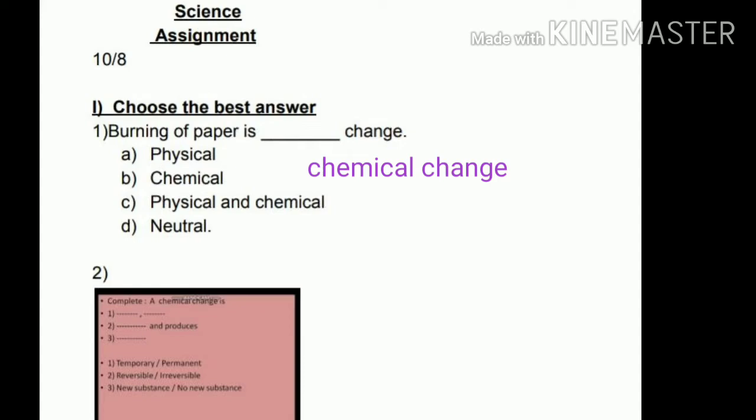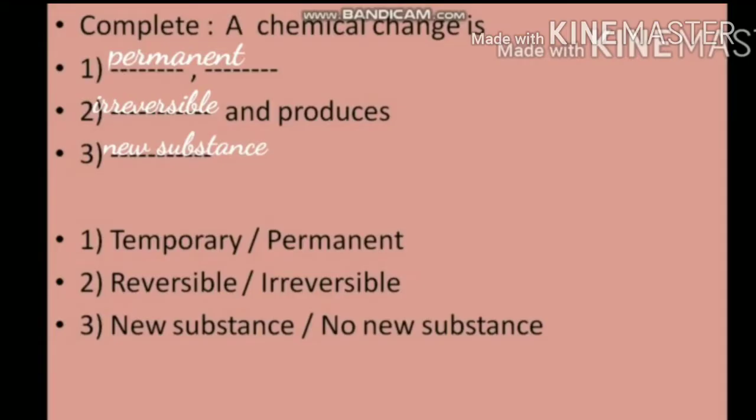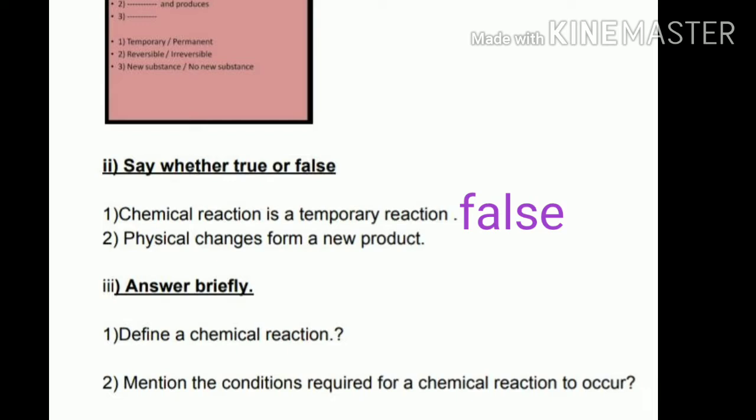Now, you can observe the answers for the assignment. Answers for true or false. Chemical reaction is a temporary reaction. False. It is a permanent reaction. Physical changes form a new product. This is also false. Physical changes do not form any new products.